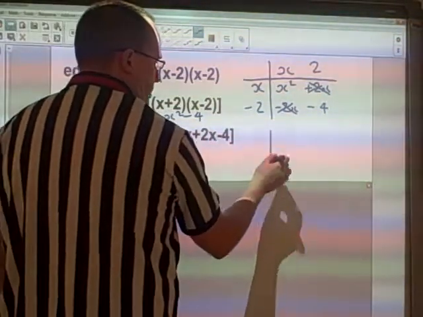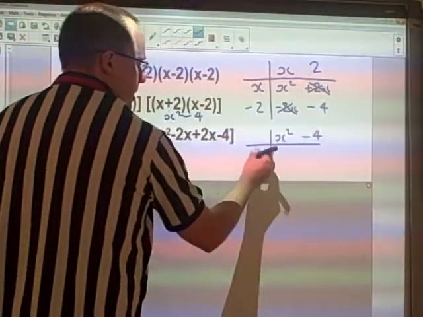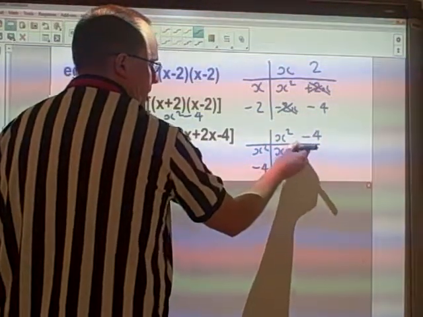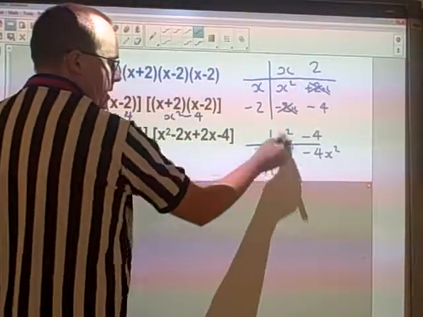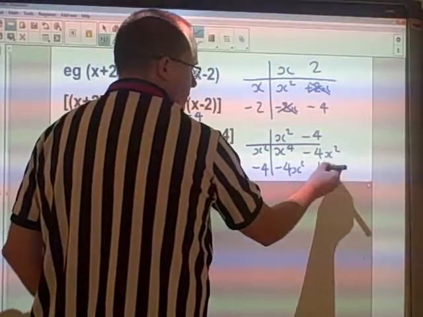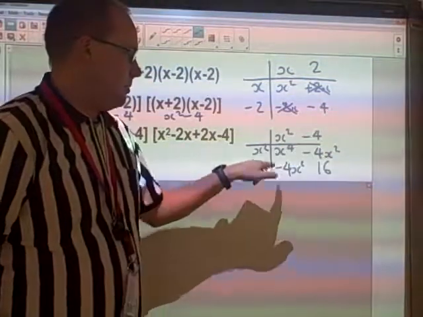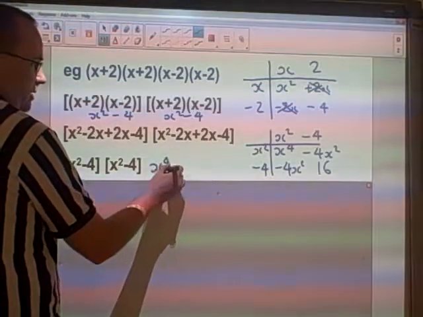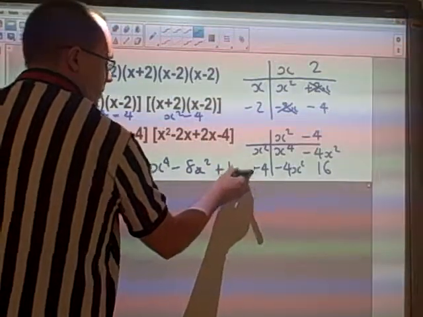So same thing, I'm just going to draw a box for this one. Two terms for the top, and two terms going down the side. x squared times x squared is x to the 4th. x squared times negative 4, numbers first, letters second. Negative 4 times x squared, negative 4x squared. Negative 4 times negative 4, positive 16. And this time, these two terms don't cancel, but we can combine them. Negative 4 take away 4 is negative 8. So our answer is x to the 4th minus 8x squared plus 16.